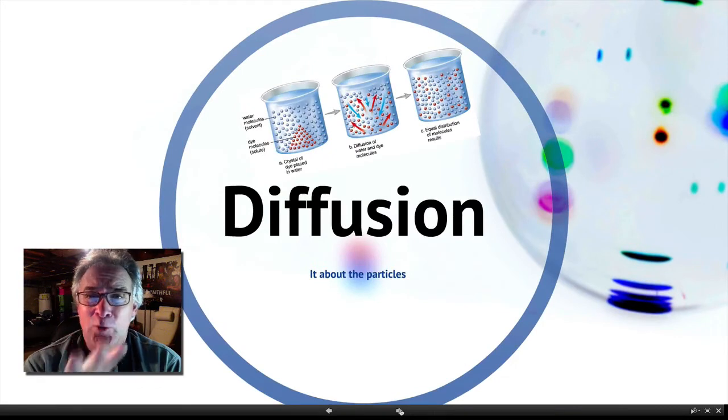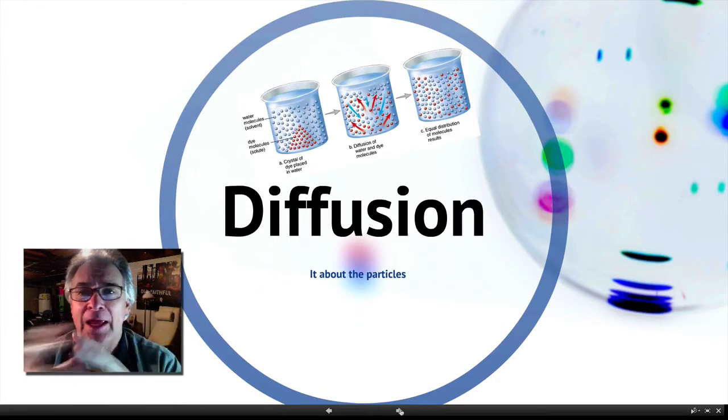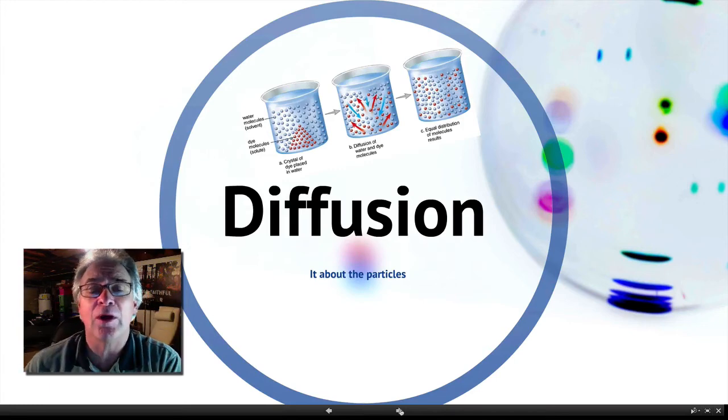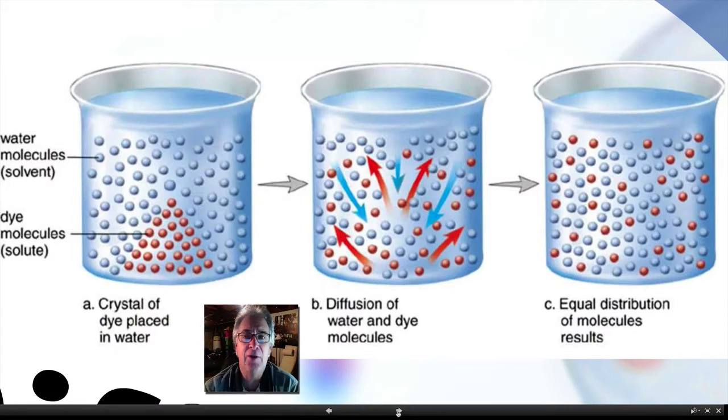Diffusion really is just all about the particles, just as osmosis is too, but diffusion in particular is really talking about how molecules throughout a particular matrix will move from a higher concentration to a lower concentration. So let's take a look at this picture that I've included. And you've probably seen this demonstration in other science classes, where you put a drop of dye into water.